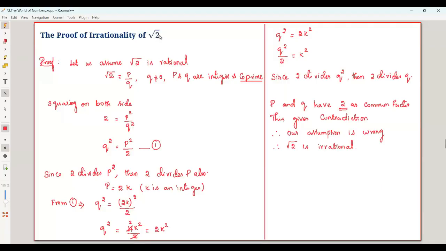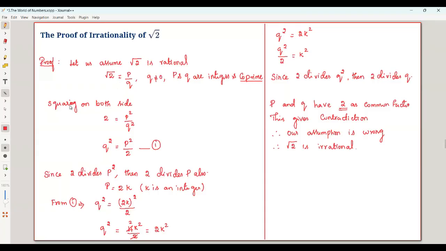First we will be giving proof by contradiction. First you will be just taking root 2 is rational. Rational means it can be written in the form of p by q, q is not equal to 0, p and q are integers and co-prime. Co-prime means p and q are having only 1 as a common factor. That is a condition for co-prime. Here we will be proving p and q are having more than one common factor, as 2.